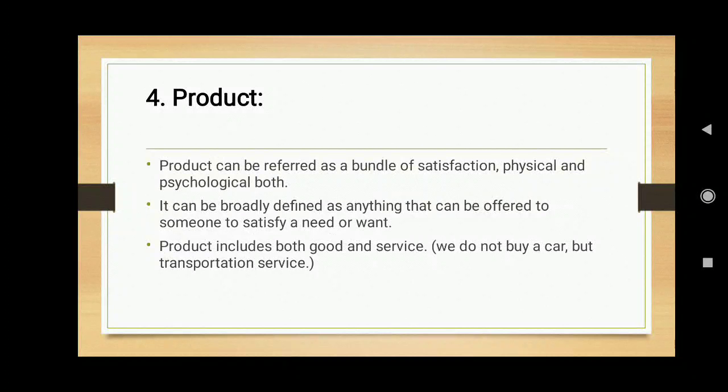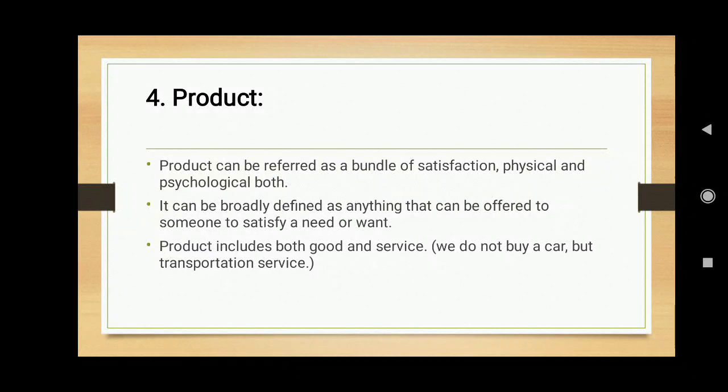So if you are buying a chocolate, then that chocolate physically is packaged attractively and contains much information in it, right? So a product can be defined as anything that can be offered to someone to satisfy their need or want, right? So it is the bundle of utility or bundle of satisfaction. Whenever there is a need, wants and demands, there lies satisfaction, right? So product includes both goods and service.